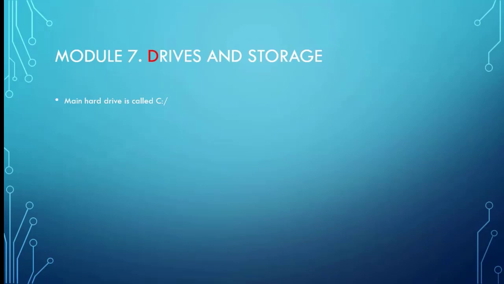So welcome to Module 7. This is D for drives and storage. So on Explorer you can see your main hard drive is called C:, in almost every case, and there may be other drives in there. There may be a DVD drive if you've got a medium age laptop, and that's normally called D:, and other drives will become E:, etc., etc.